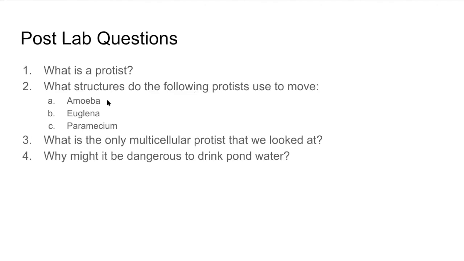The Euglena used a flagella, which is the long tail that helps it to swim. And the Paramecium uses cilia, which allows it to swim through its environment. And these are short hairs, and there's lots of them on the outside of a cell. Paramecium and amoeba can also use their movement structures, their pseudopods, and their cilia in order to get food. The only multicellular protist that we looked at was Volvox.